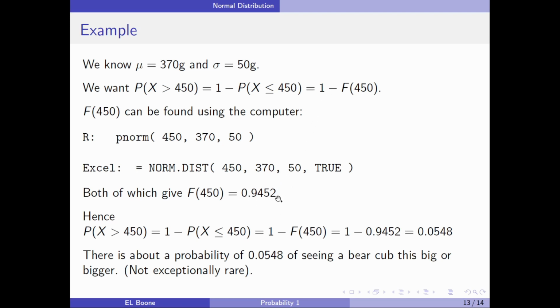which still needs to have work done on it. This is not the answer, right? Because we're using the complement. So 1 minus this, 1 minus 0.9452, we get 0.0548. So this is a probability of about 0.0548 of seeing a bear cub this big or bigger. I wouldn't consider that exceptionally rare. And that was what her question is. Is this an exceptionally rare event? And really, it happens about 5% of the time, or 1 time in 20, if you want to look at it that way. So it's not incredibly rare.